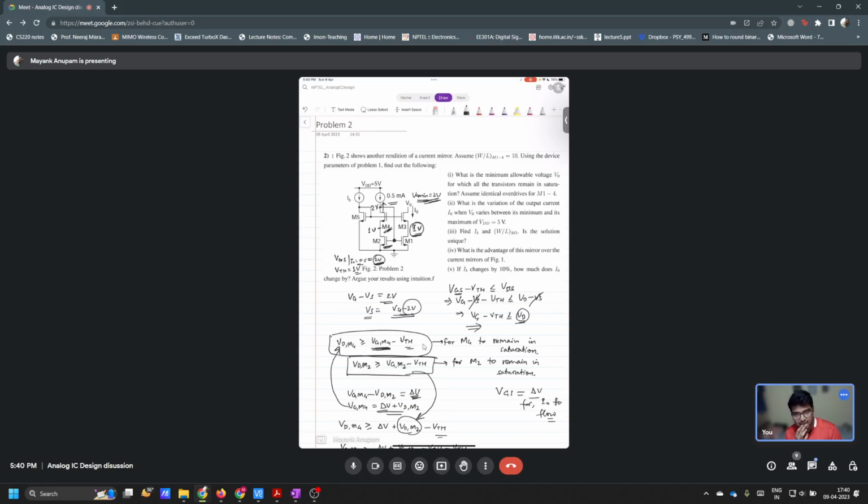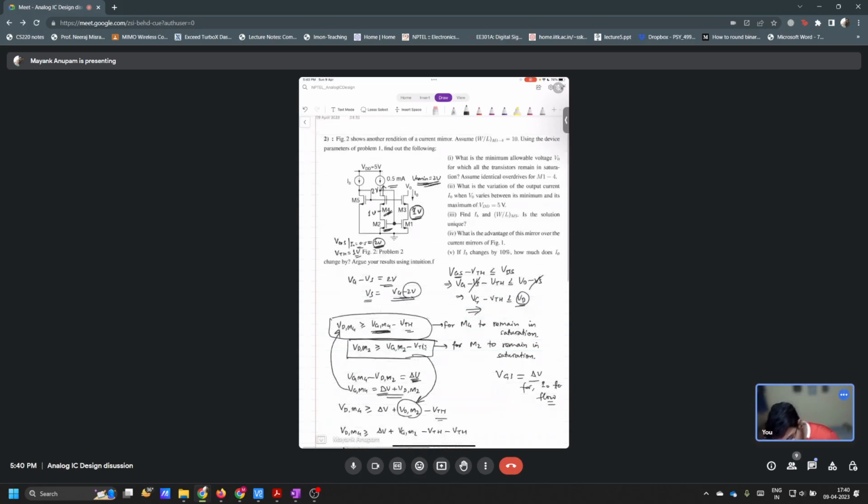But this drain of M4 is not independent. This drain of M4 is actually tied to the gate of M2, correct? So the drain of M4 is actually fixed now because it is tied to the gate of M2. It is fixed because 0.5 milliamps has to flow through M2, correct? That is why this will become fixed. This is also fixed, correct?